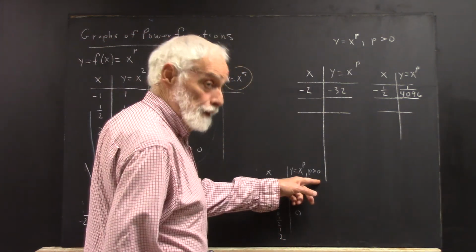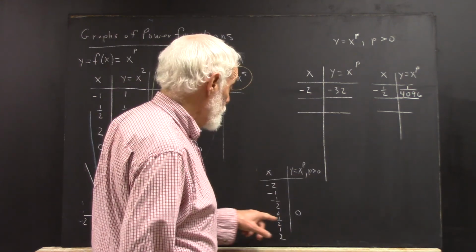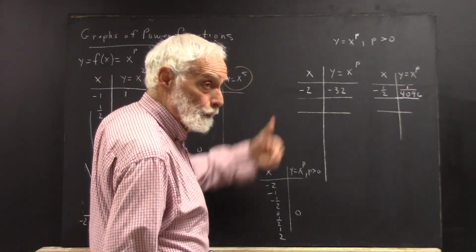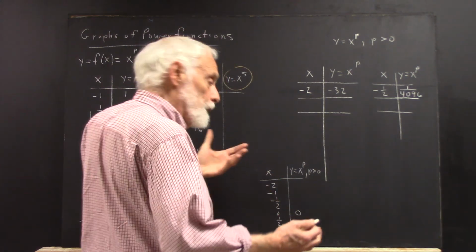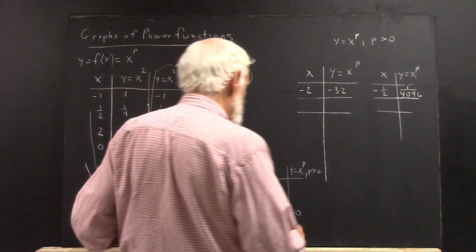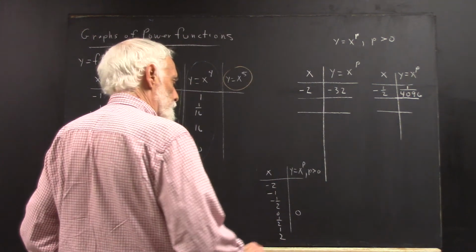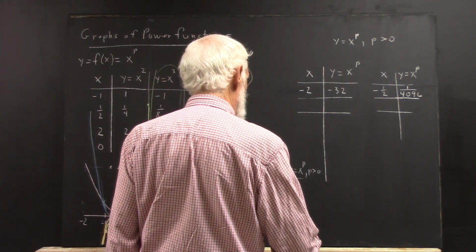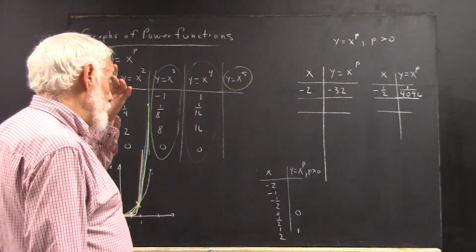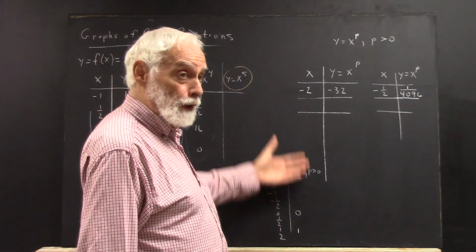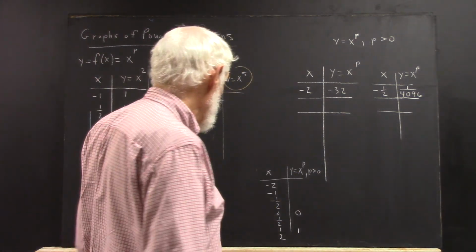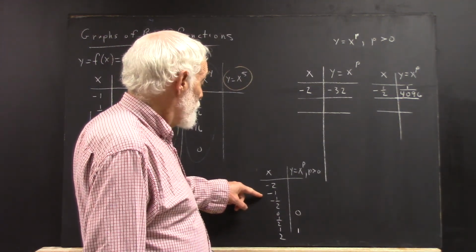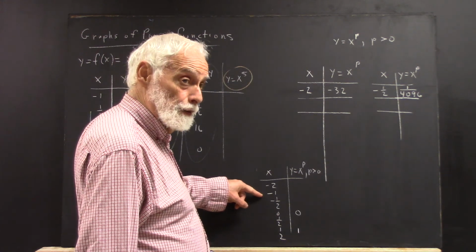Now, if p was a negative number, we would know that the value at 0 is undefined because a negative power would be a reciprocal of a positive power, and we'd have a division by 0. And we understand that, I hope. Okay? And we know that when x is 1, the value is going to be 1. Now, we don't automatically know everything else.